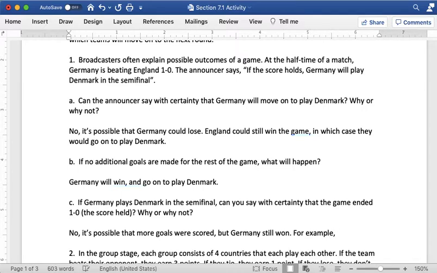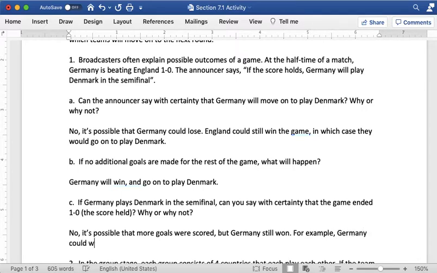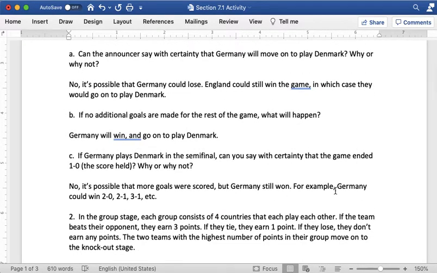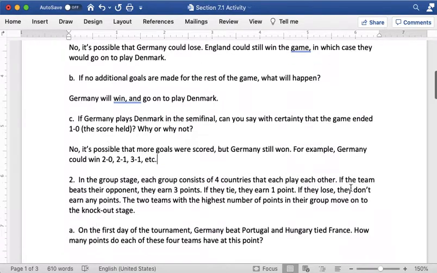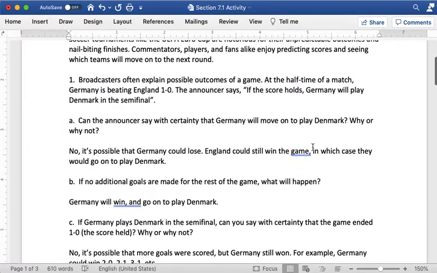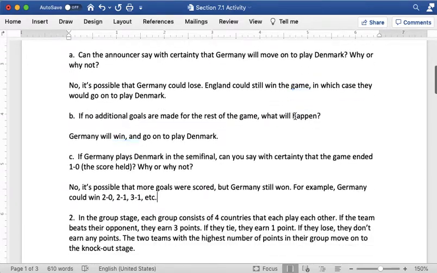For example, Germany could win with a score of 2-0. It could have been 2-1. It could have been 3-1. So it's possible that the score was not 1-0, but that Germany still won the game, and then they moved on to play Denmark in the semifinal. So when we're looking at our statement here, if the score holds, Germany will play Denmark in the semifinal. So if the score holds, we know for sure that Germany will play Denmark, but it doesn't work the other way. If Germany played Denmark, that doesn't necessarily mean that the score held.